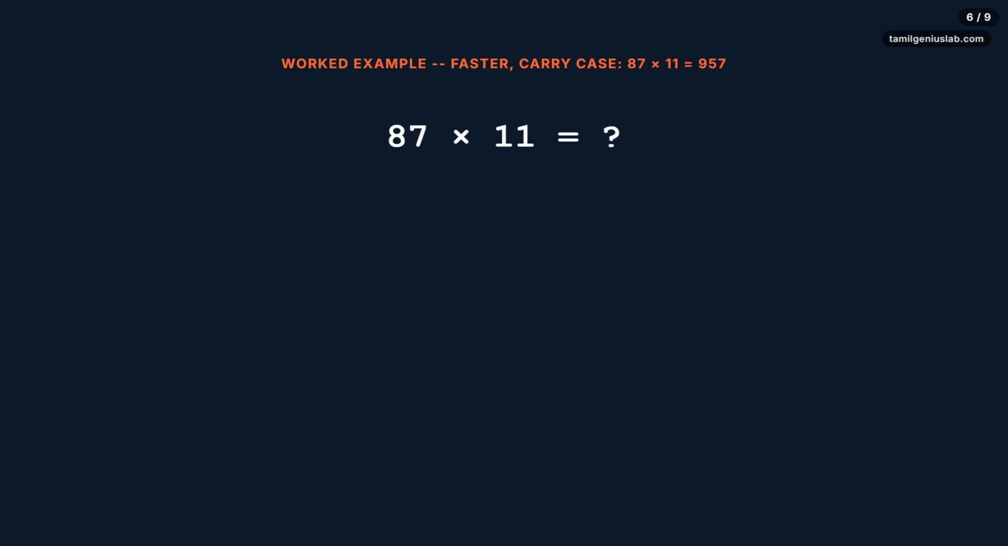One more. 87 times 11. Here comes the carry case. Watch what happens. Outside digits, 8 and 7. Neighbor sum, 8 plus 7. That's 15. Bigger than 9. So the trick changes shape, but only a little.